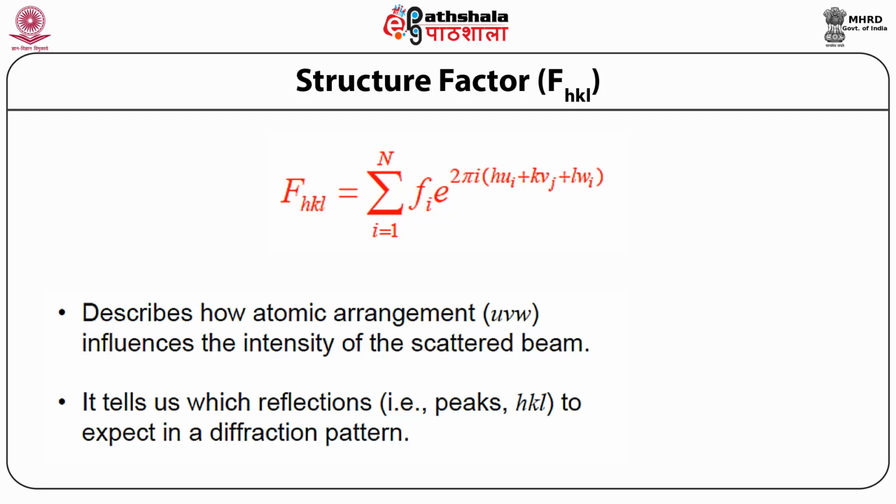Here is how the structure factor is defined in this slide. F hkl is equal to the sum over i from 1 to n of Fi e raised to the power 2 pi i (h ui + k vi + l wi). Here hkl are again the Miller indices corresponding to a given plane in reciprocal space. These hkl are integers, and Fi here is the atomic form factor.